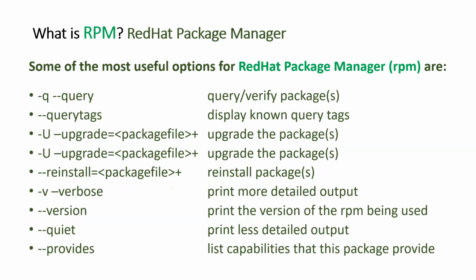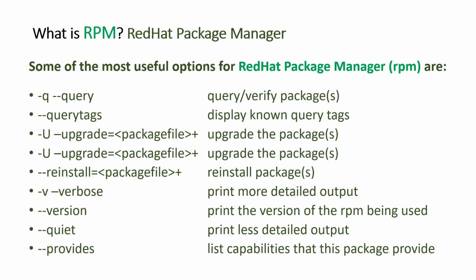And then the -q is for query, to see if a package or RPM is already installed. You can do a -qa, query all, and then get the name of the package or do a grep on it, which I'm going to show you some of on the command line as well as on this presentation page already. And --querytags displays the known query tags, so you can see what they are. -U is for upgrade.